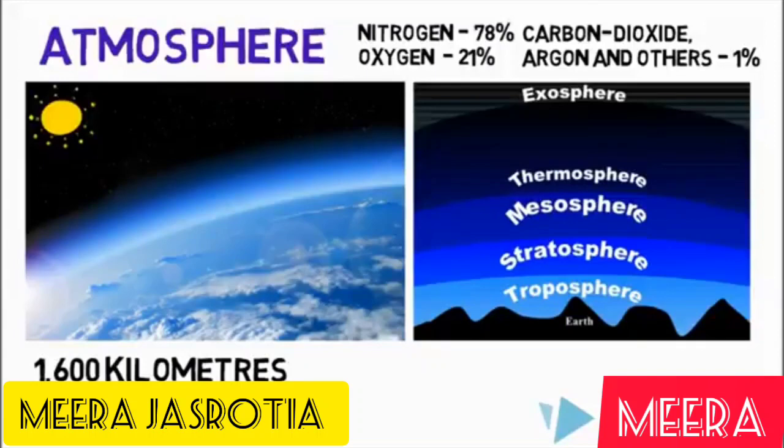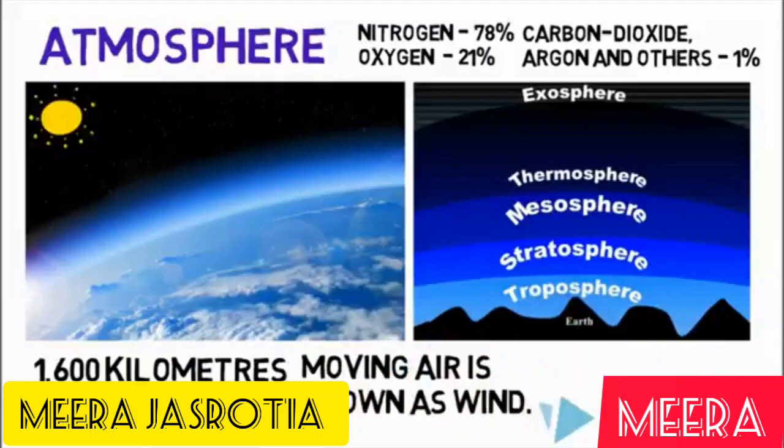The density of the atmosphere varies with height. It is maximum at the sea level and decreases rapidly as we go up. The atmosphere exerts pressure on the Earth. This varies from place to place. Some areas experience high pressure and some areas low pressure. Air moves from high pressure to low pressure. Moving air is known as wind.